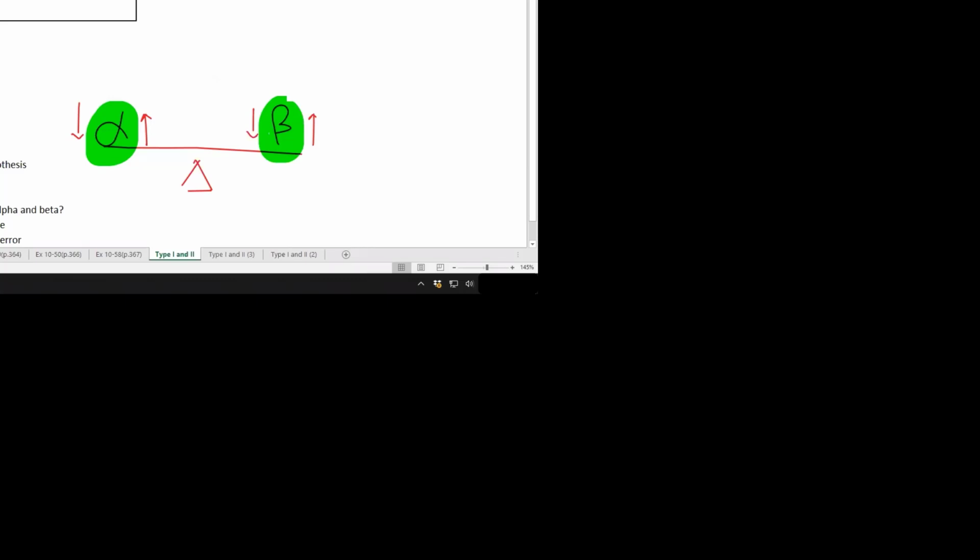So since we are making our conclusion about a population parameter based on a sample, there is always a probability or possibility of making either this kind of error or this kind of error. All right, so let's look at this matrix.